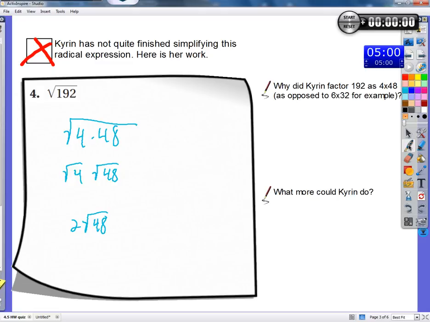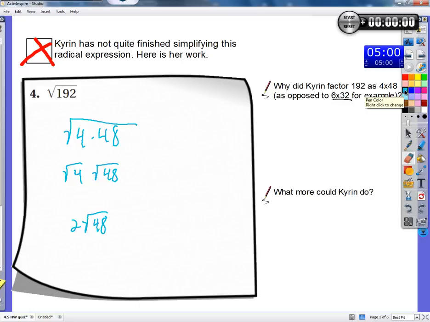Right, because one of the things we learned about square roots when we're simplifying them is that if we write a product inside the square root, you can write that as the product of two square roots. And now that they've been separated, square root of 4 is 2, so we call that simpler than square root of 192. And we see by contrast, 6 times 32, neither one of those, when we separate them into their own square roots, is going to have a nice square root.